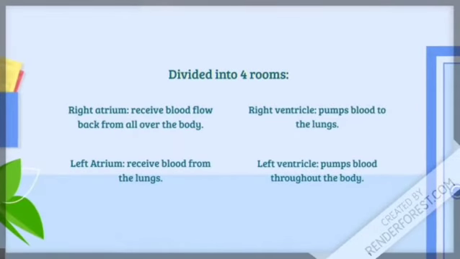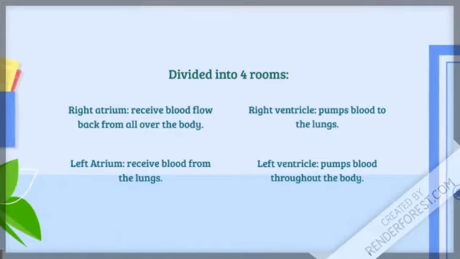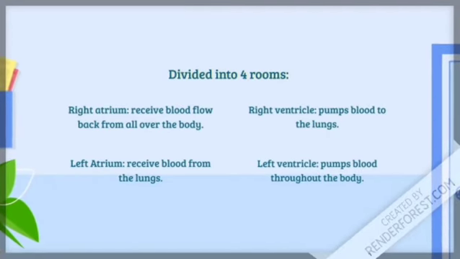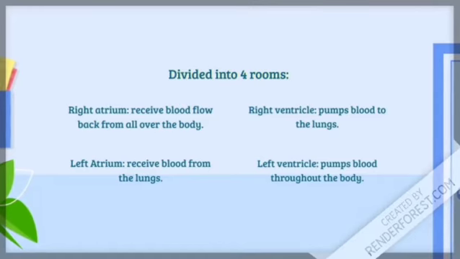Right atrium receives blood flowing back from all over the body. Left atrium receives blood from the lungs. Left ventricle pumps blood throughout the body. Right ventricle pumps blood to the lungs.